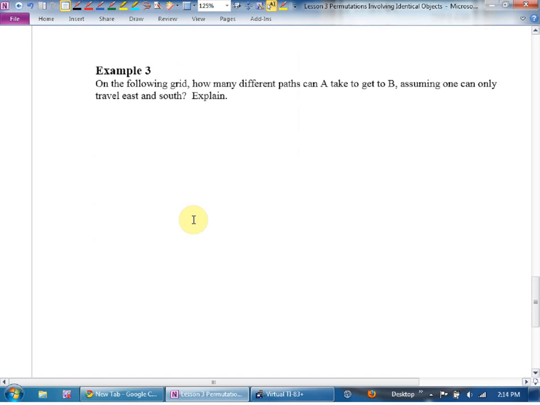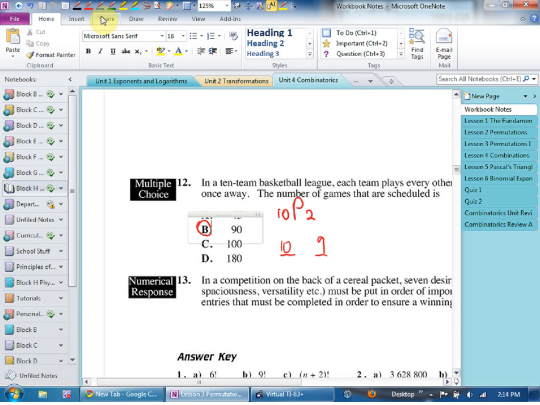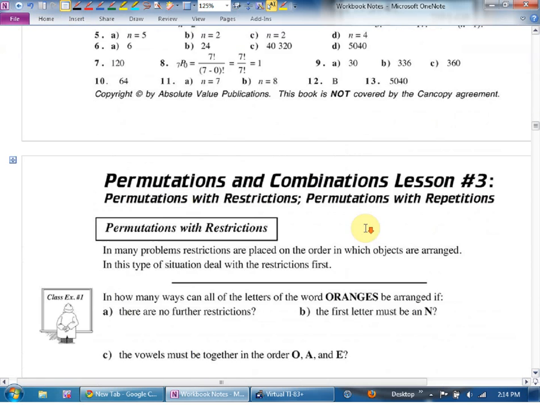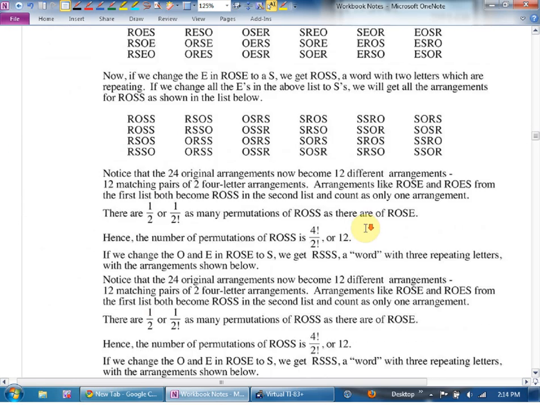The grid did not appear. Do you guys have a grid on your screen? Bear with me for a moment. We don't have a screen either. Shut up. Do they have pathways?